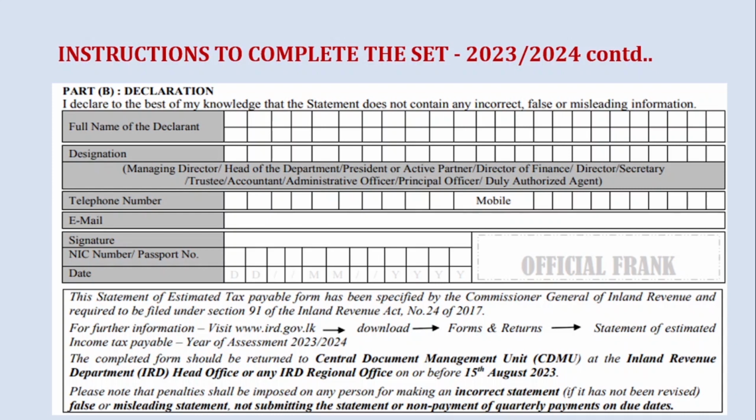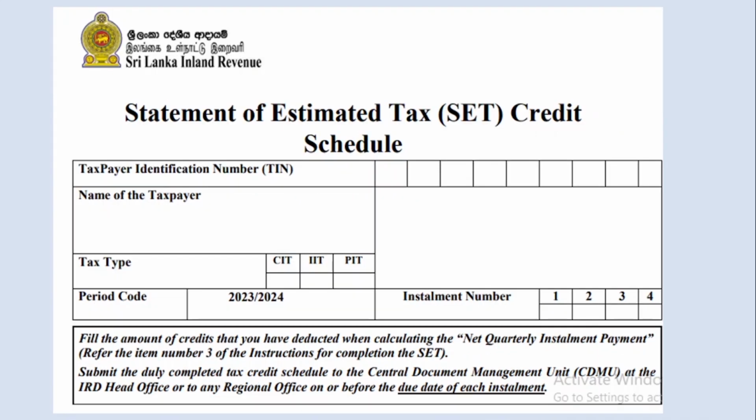Then part B is for the declaration. That part should be prepared by the taxpayer. All the required details of the taxpayer should be mentioned here, and the taxpayer should sign in the relevant part. This is the statement of estimated tax credit schedule.